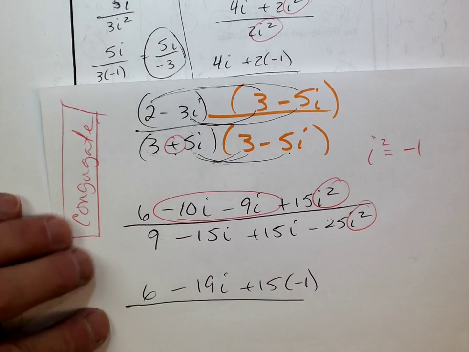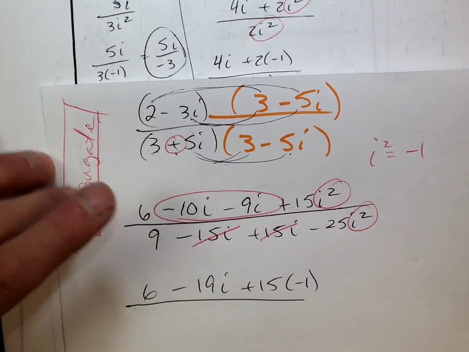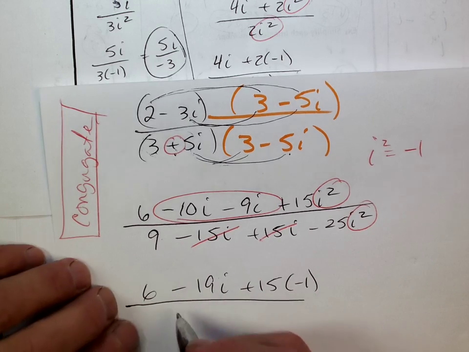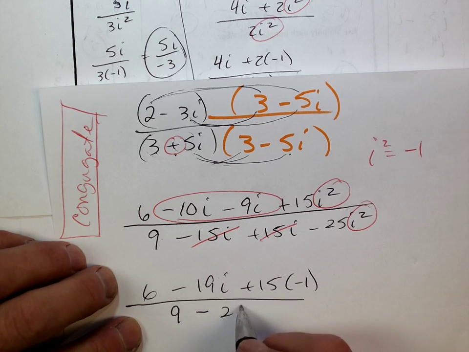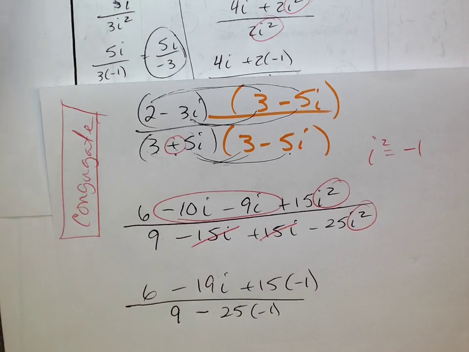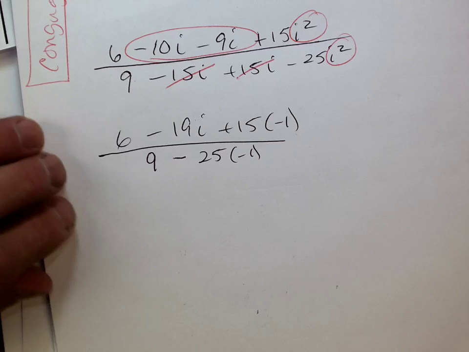On the bottom, or the denominator, one thing I see right off the bat is these two will cancel. That's why you do the conjugate. The conjugate will always cancel out the middle term, okay? So then on the bottom, or the denominator, I'll go 9 minus 25 times a negative 1. That's a big problem, huh? Keep going.